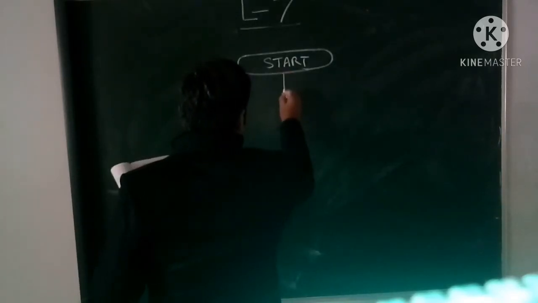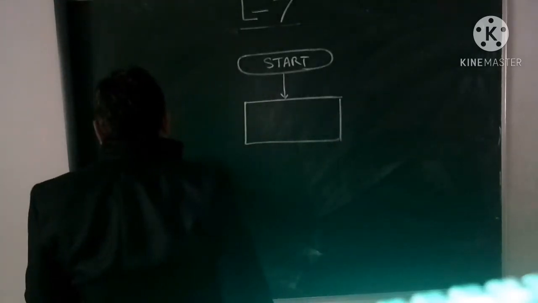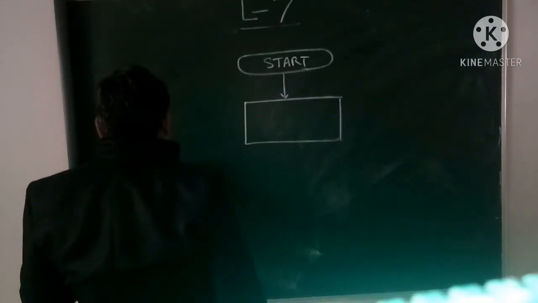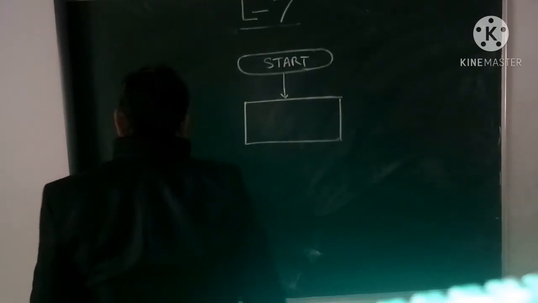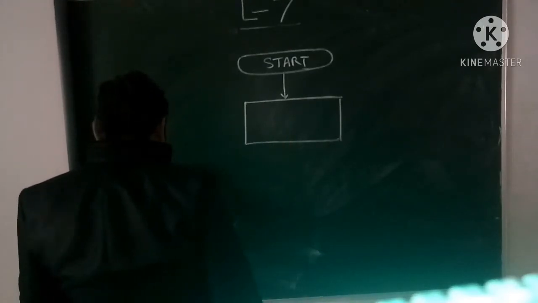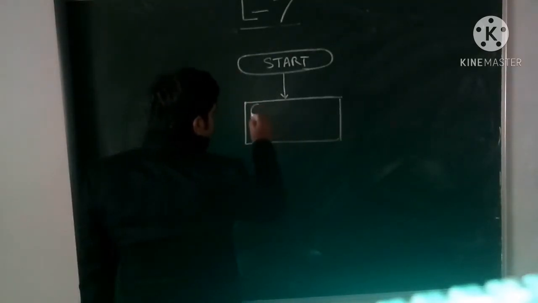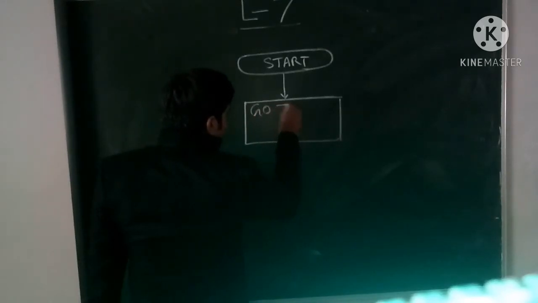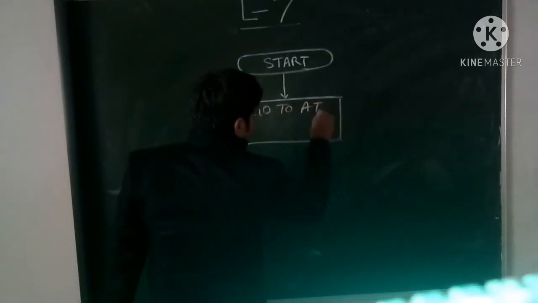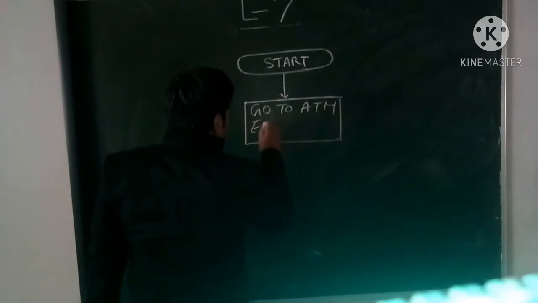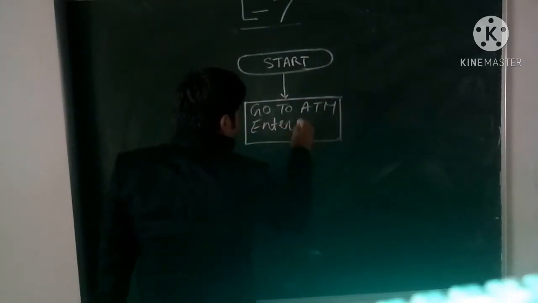Okay. So next, after that, the process. Here, go to the ATM and enter the PIN. Input. You are taking the input. This is the input block. So input and output is represented in this rectangular block. So you have to go to the ATM. Go to ATM. Enter pin. So you enter the pin.